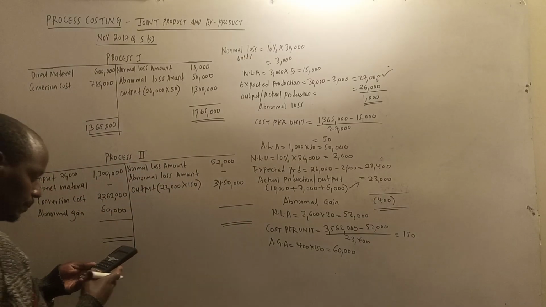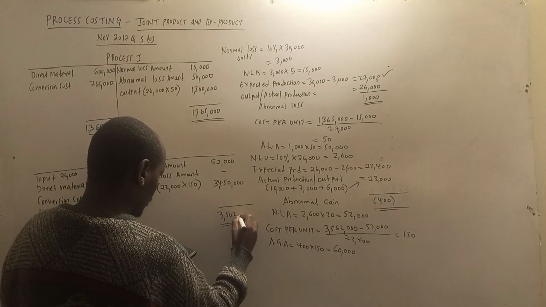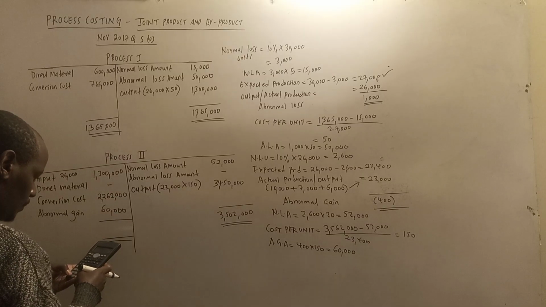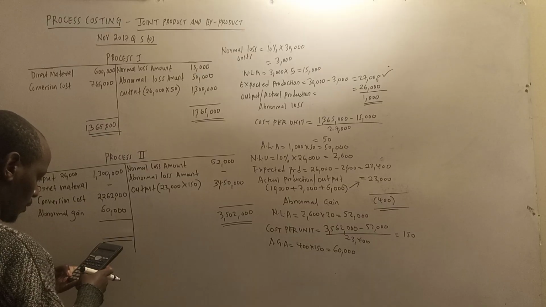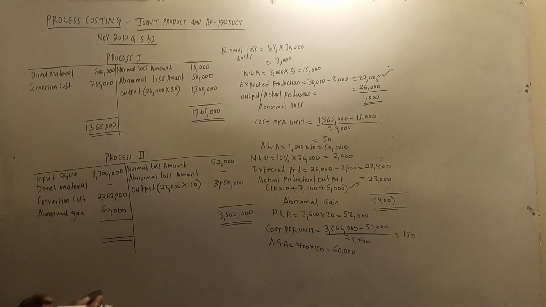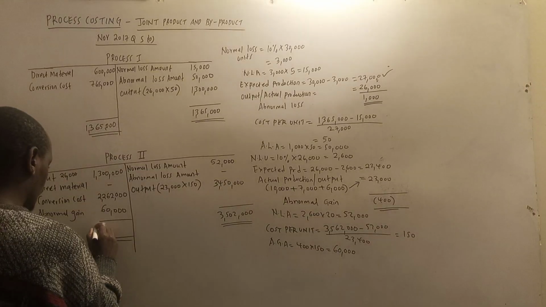So we add them together, plus 52,000, minus 60,000. It is not balancing. 1,300,000 plus 2,262,000 plus 62,000 plus 60,000. So in assignment it is 3,622,000.